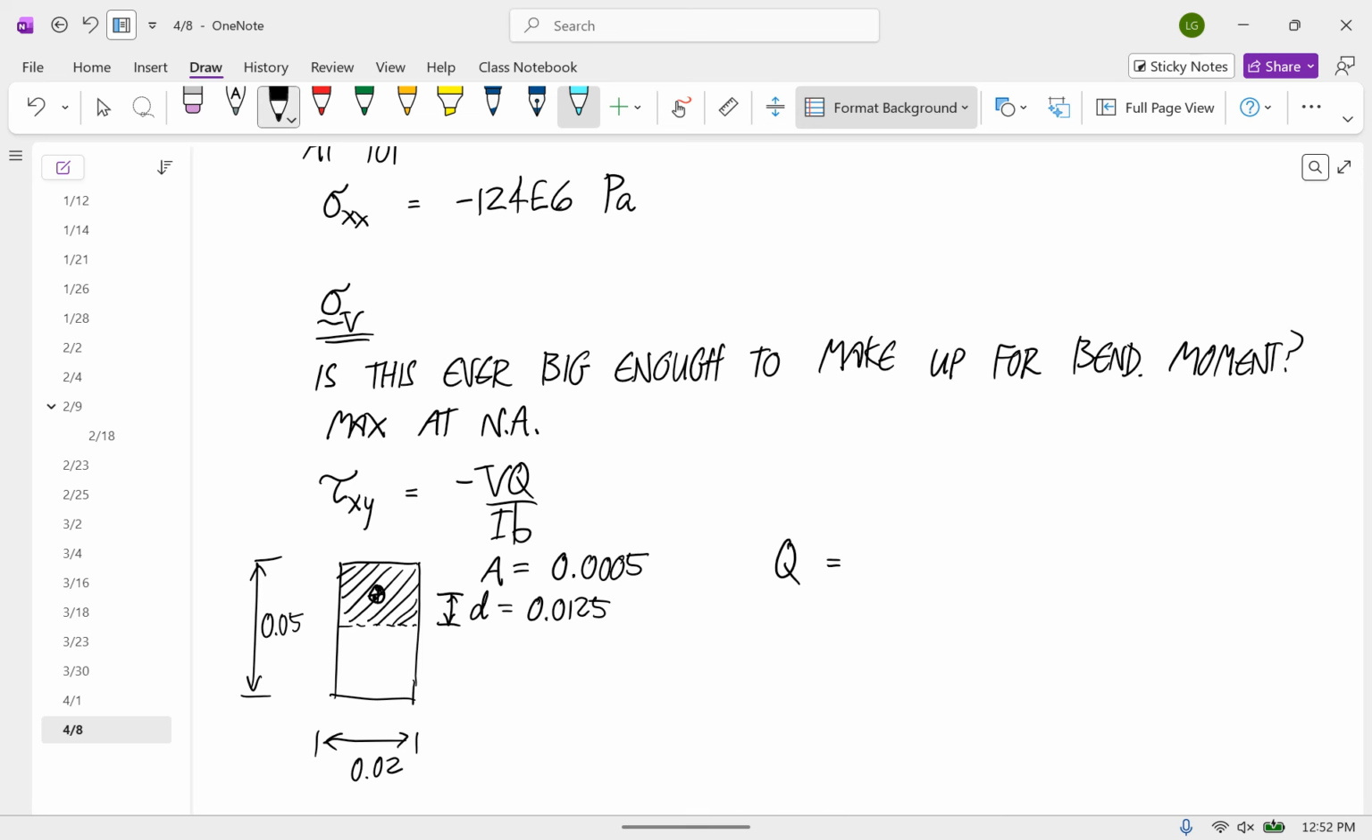And so Q is equal to 0.0005 times 0.0125. So that is 6.25 times 10 to the minus 6 meters cubed.